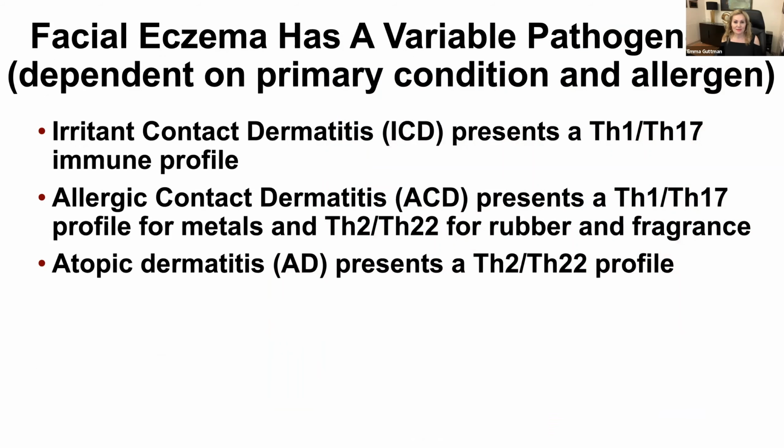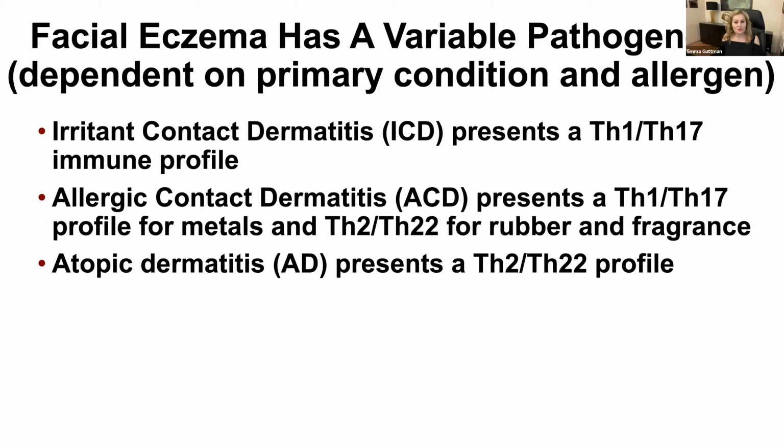What about facial eczema? Facial eczema has a variable pathogenesis because it really depends on the primary condition we have at hand, and of course the primary allergen we have. And why is that? Because irritant contact dermatitis has a Th1 and Th17 immune profile, whereas allergic contact dermatitis is skewed towards a Th1, Th17 profile if we're talking about metals such as nickel or cobalt, but it has a Th2, Th22 profile if we are talking about rubbers and fragrance.